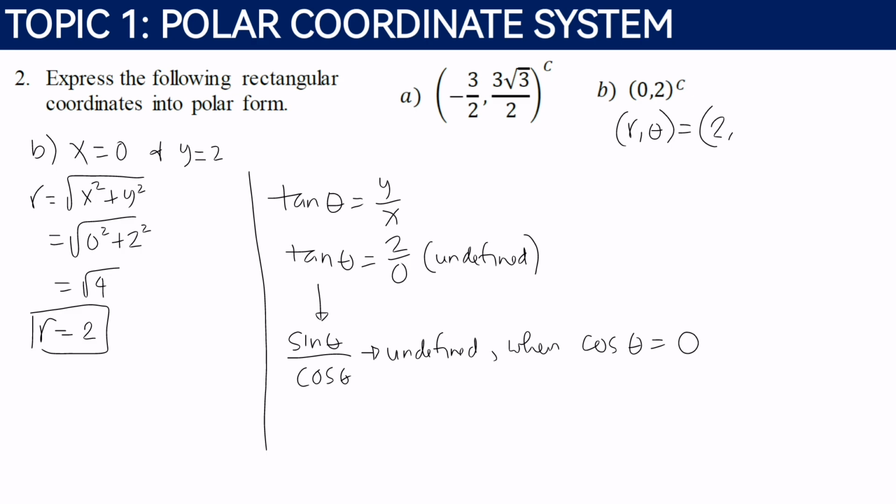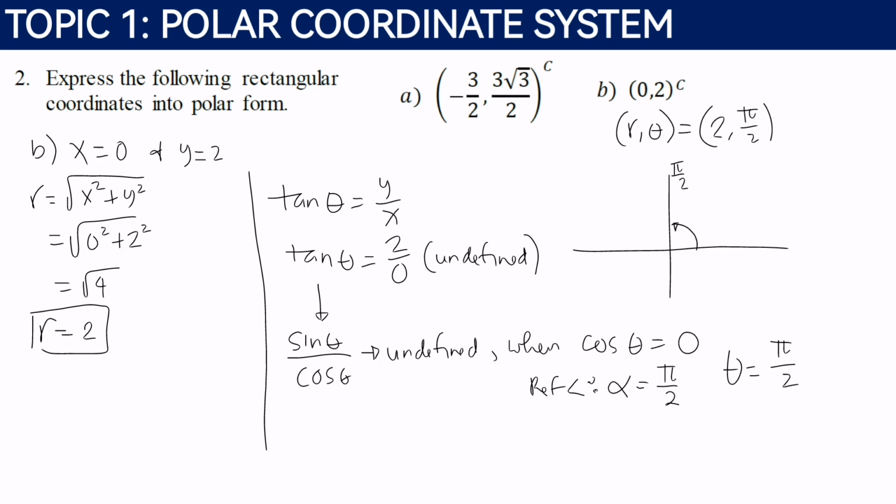So that is the case when the reference angle, say alpha, is equal to pi over 2, right? So if we plot that, the reference angle is pi over 2, and this means that our theta is pi over 2. Let me write that. But we can also write this as 2, negative 3 pi over 2. It's another way of writing this in polar coordinate form.